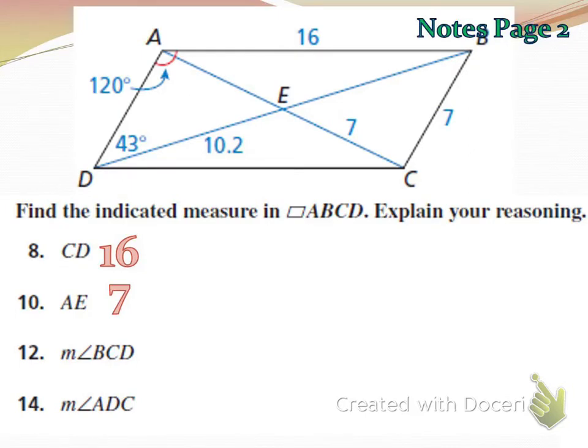Find the measure of angle BCD, which is this whole angle. It is 120. It is congruent to the angle across from it. It is 120. Good. And then to find ADC.